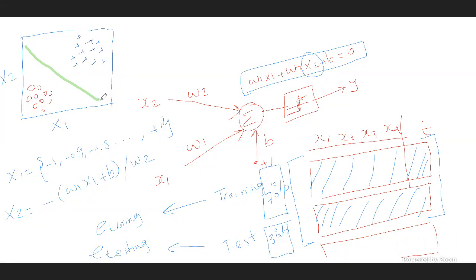So the most important thing now for us is to find the prediction error for the training and the prediction error for testing. This is very important.